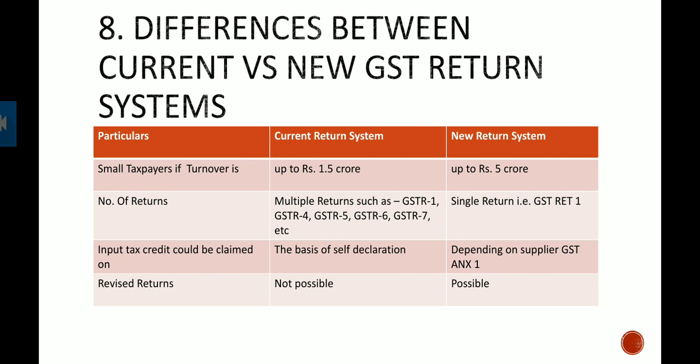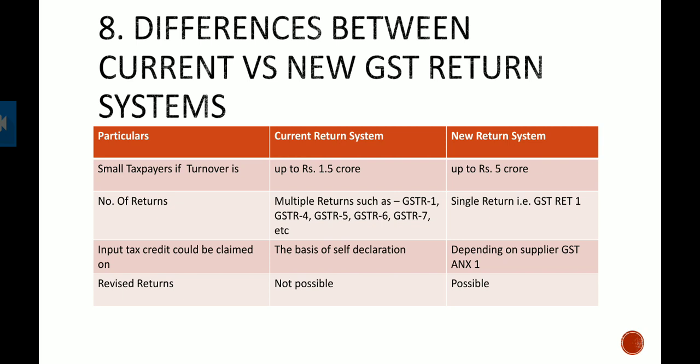Now we are going to know what the major changes are from the old system to the new system. Under the old system, if the turnover is up to 1.5 crores, then only taxpayers are considered as small taxpayers. But now this limit is increased to 5 crores.